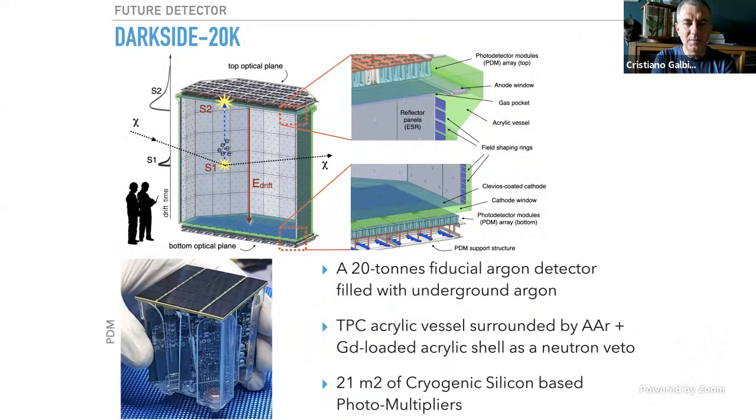That is the representation of the time projection chamber. As you see, the time projection chamber will have a linear dimension of 4 meters, both for the diameter and the height.